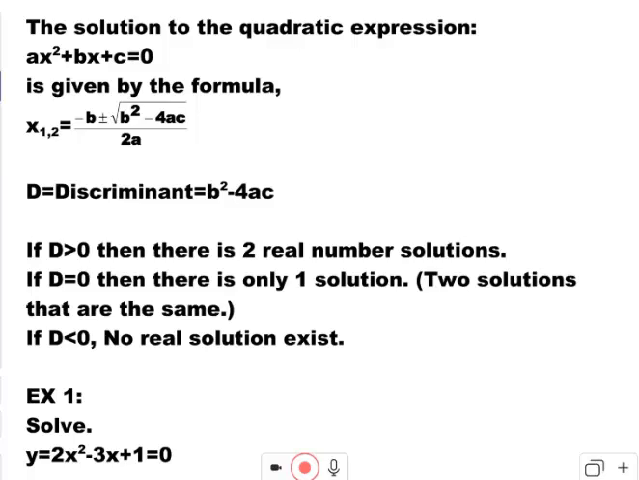We designate the discriminant to be the value under the square root, which is b squared minus 4ac. There are three possibilities for the discriminant. It can be 0, which means that there is only one solution, because both of the solutions are equal to each other. B squared minus 4ac can be greater than 0, which means that there are two real solutions, or D is less than 0, meaning there is no real solution.